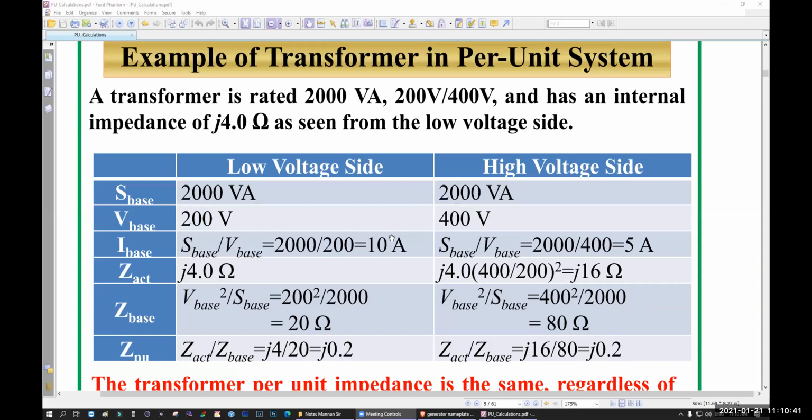This time it is transformer. Transformer is more complicated than your generator. One is low voltage side, another one is high voltage side. Why? Because transformer has two voltages, right? Yes, sir. One is low voltage, another one is high voltage.